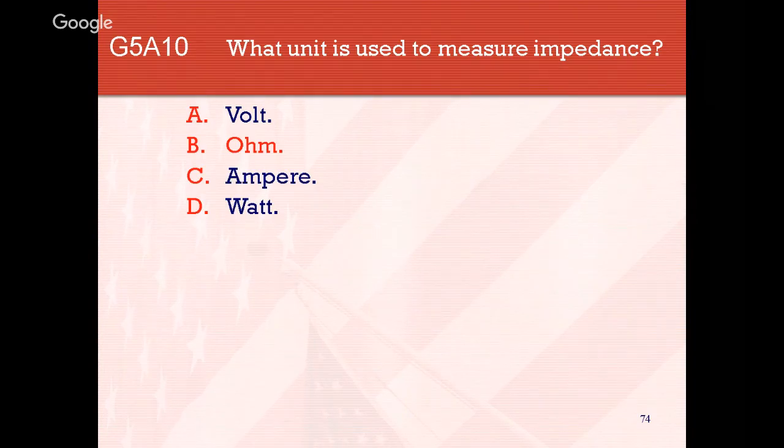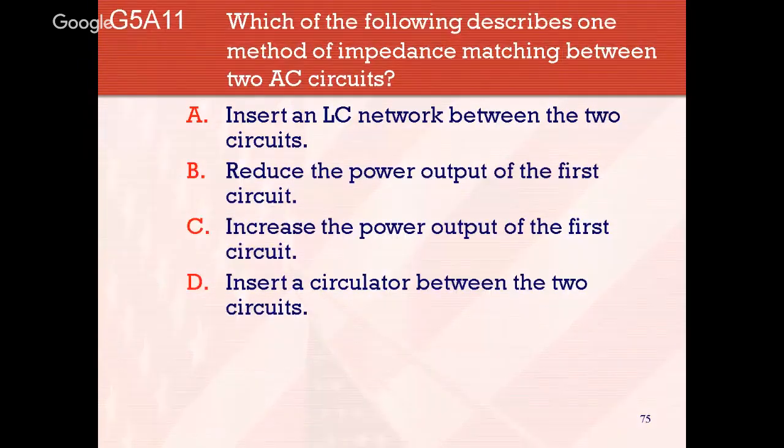Moving right along. Which of the following describes one method of impedance matching between two AC circuits? Remember, we were talking a little bit about the inductive and the capacitive networks. When I mention that, you automatically should, in your mind, focus on the letters LC. So you're going to insert an LC network between the two circuits to give you impedance matching between those two circuits.